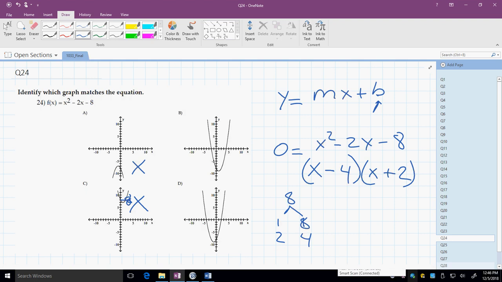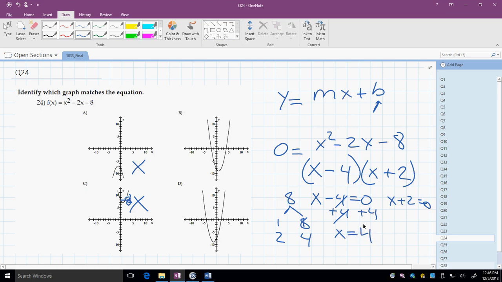So for my x-intercepts, I solve here. I set this equal to 0, and this equal to 0. Add 4 on both sides. So one of my x-intercepts is going to be at 4. And the other one, subtract 2 on both sides, is going to be negative 2. So negative 2 here and 4 here, so this is my answer. This one did the opposite. This is negative 4 and this is 2.